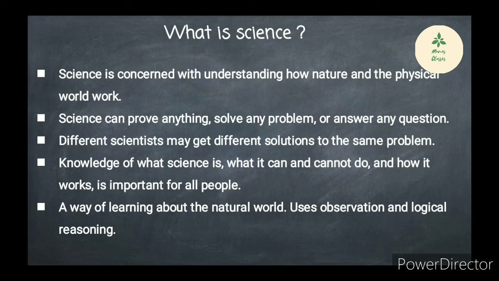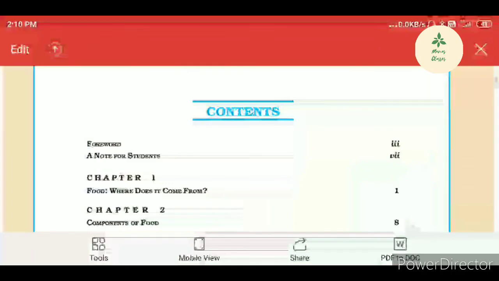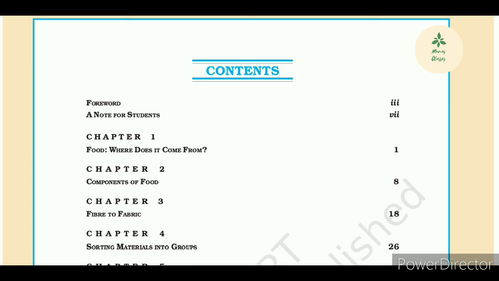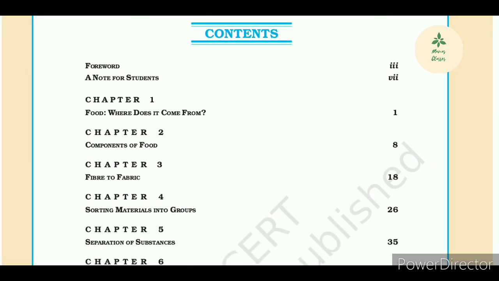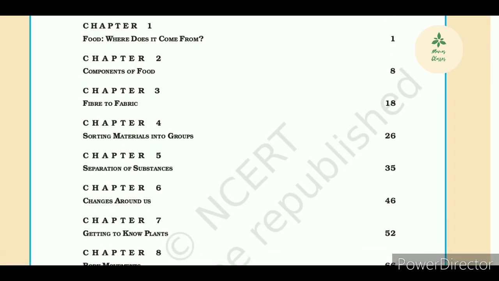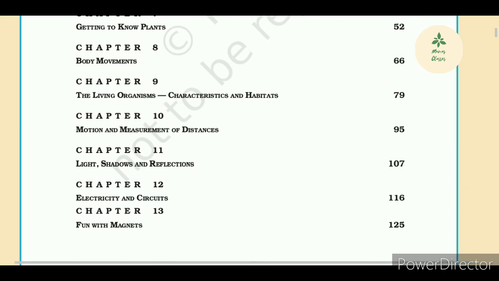So that is about science, but let me come to our chapter. Before that, let's look at the index of our textbook, so you can see how many chapters there are and what they are. Here is the index of class 6 science. The first chapter is food, where does it come from? You may read the names in the display. Here there are 16 chapters in total.